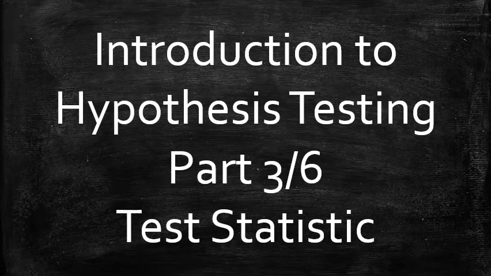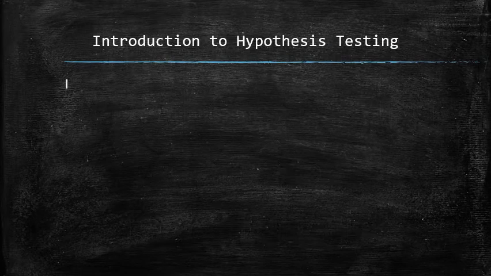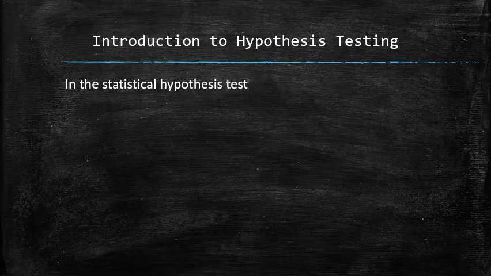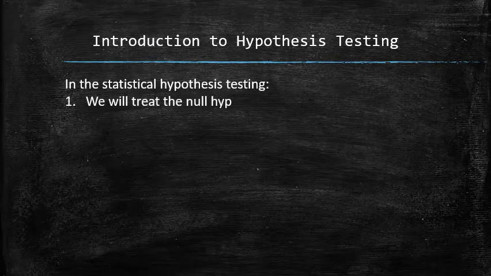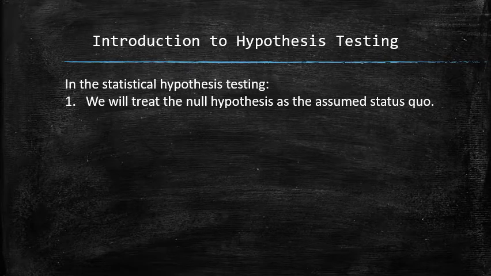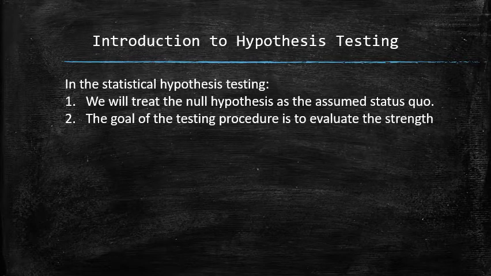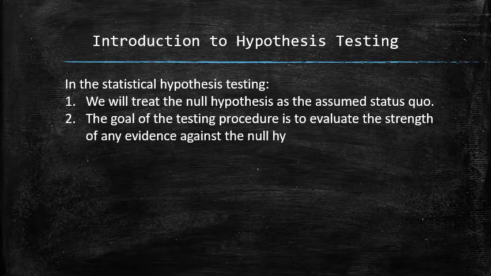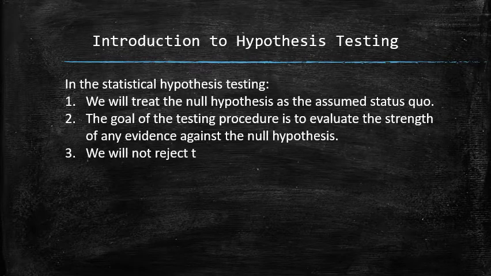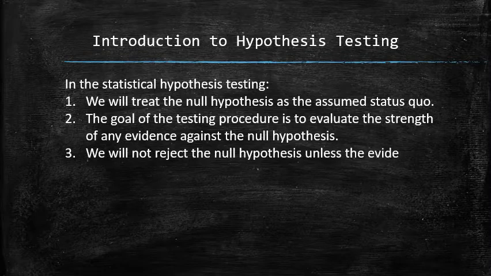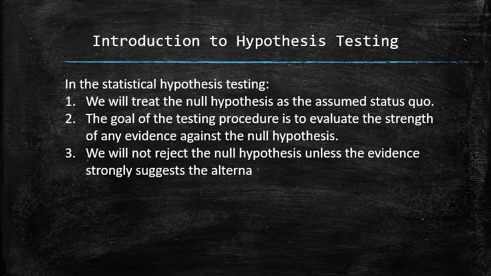Next, we will discuss the concept of a test statistic and what constitutes evidence against a null hypothesis. In statistical hypothesis testing, we will treat the null hypothesis as the assumed status quo. The goal of the testing procedure is to evaluate the strength of any evidence against the null hypothesis. We will not reject the null hypothesis unless the evidence strongly suggests the alternative hypothesis. In other words, we are not going to change the status quo unless the evidence is beyond a reasonable doubt.